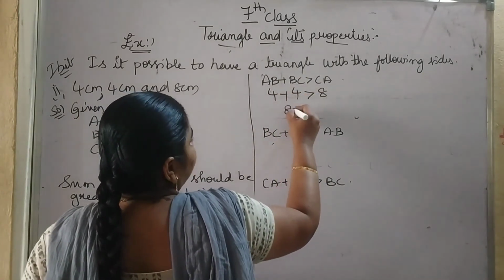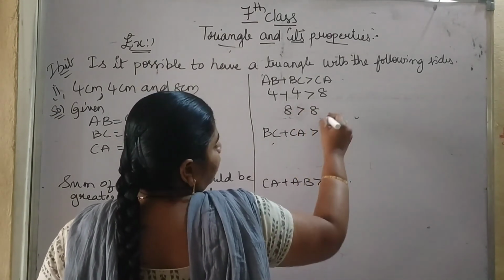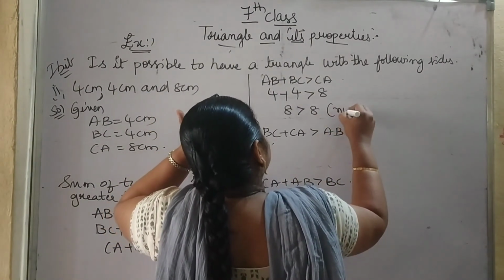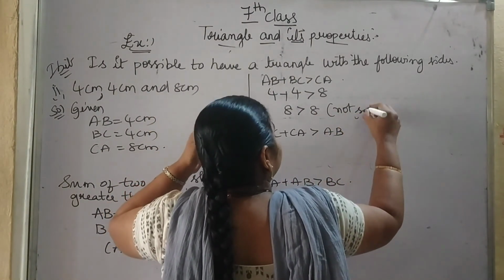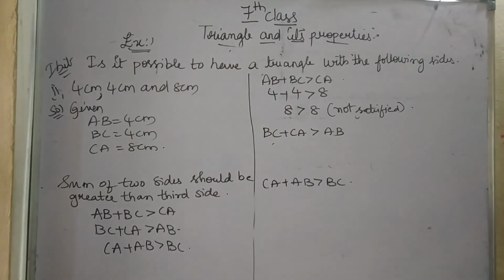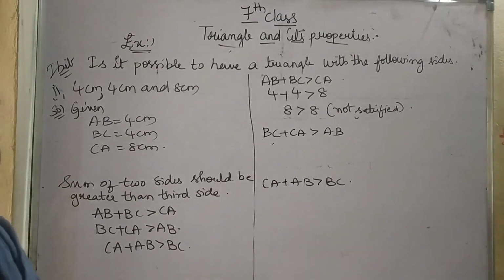AB is 4 plus BC is 4, CA is 8. 4 plus 4 is 8. 8 is greater than 8? Is it right? 8 is greater than 8? No, 8 is equal to 8. So here it is not satisfied. Any one of the conditions not being satisfied means a triangle cannot be formed. So we can write that a triangle cannot be formed.